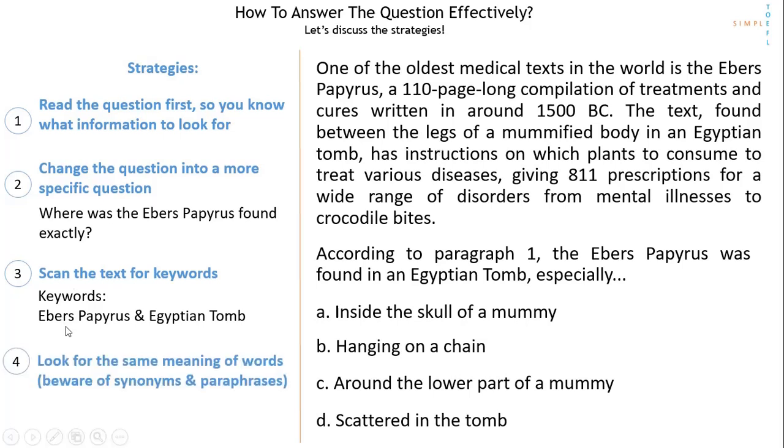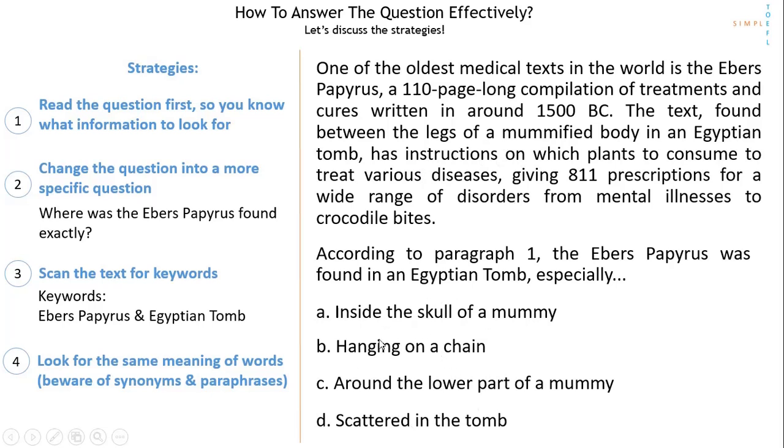And then strategy number 4 is to look for the same meaning of words. Or we can say, beware of synonyms, words that have the same meaning as the source of information, which is the text, and paraphrases, words in a sentence that have the same meaning as the text but are written differently. Okay? So, between the legs of a mummified body.